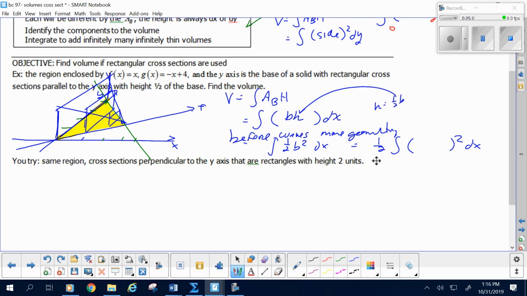Are we talking right minus left or upper minus lower? Upper minus lower. What's upper? What's lower? g of x minus f of x.